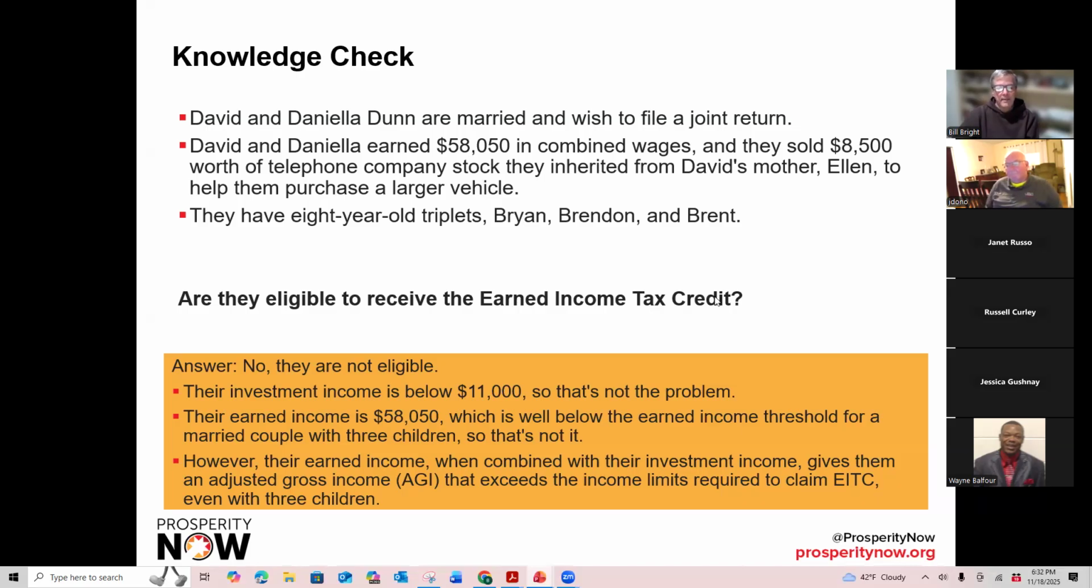The problem is, okay, there's earned income and there's adjusted gross. So that $8,500 gets added to the 58, and so now their adjusted gross is above the limit. Both numbers have to be below. So if they sold $1,000 worth of company stock, they would have been fine. Okay, a couple thousand. But obviously they're through the higher end now because of that.